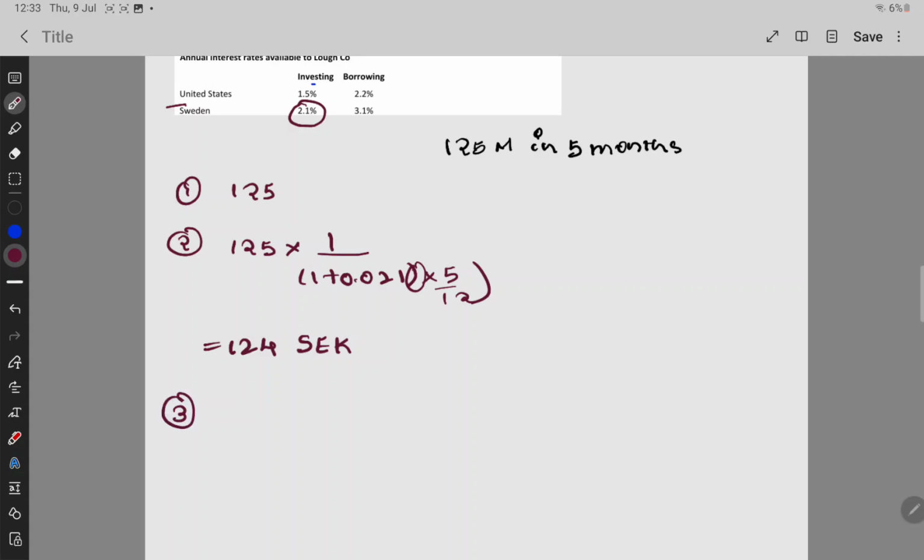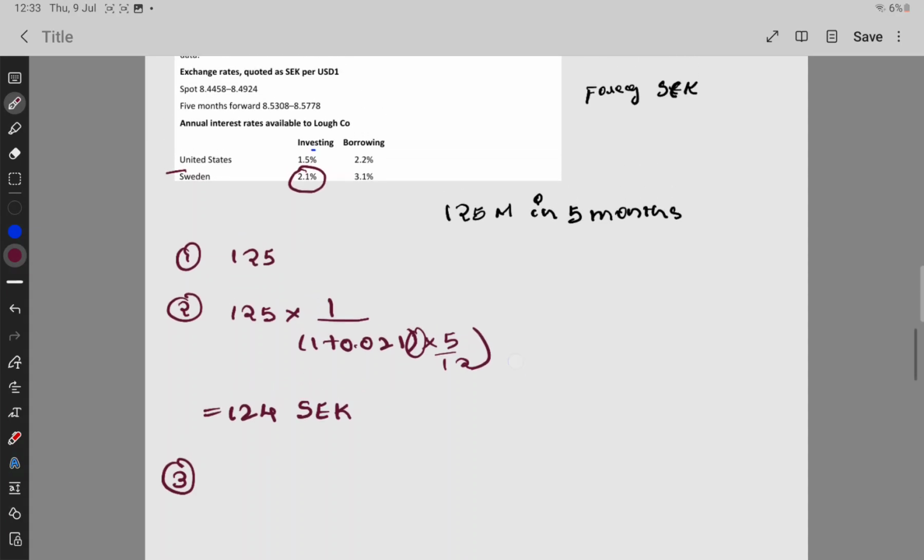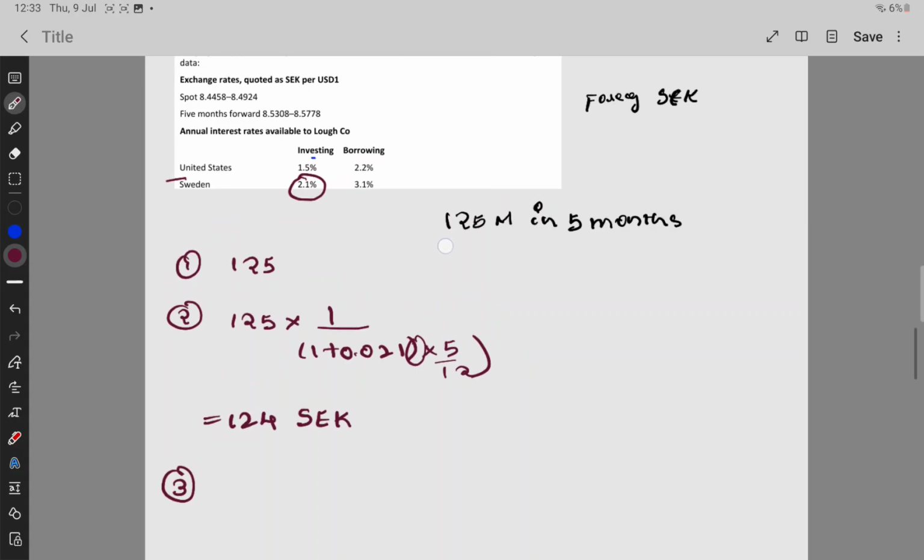We have to convert into our home currency now. So what is the rate given to us? If you go back to the rate, what is our rate quoted? SEK per USD. So we are converting from SEK to USD. So simply divide, right? So 124 divided by, what is the spot rate you use?